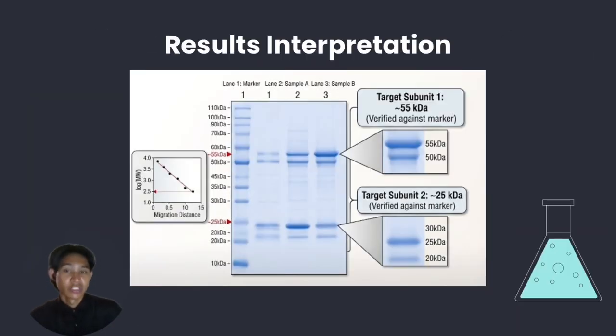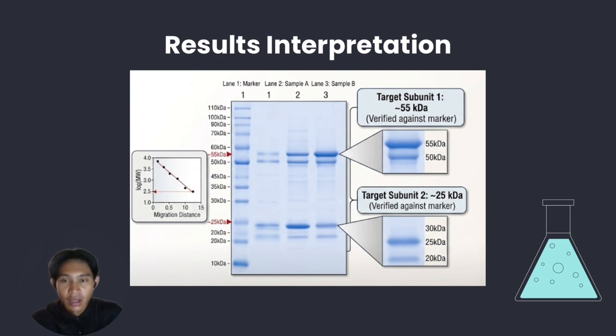Moving on, this image shows us the gel image, and lane 1 is our molecular weight marker, which serves as our ruler, and then we have the samples. By looking at the image, we can clearly see that there are two distinct prominent bands on lane 2 and lane 3. By comparing them against our marker, we can estimate their molecular weight around 55 kilodalton and 35 kilodalton.